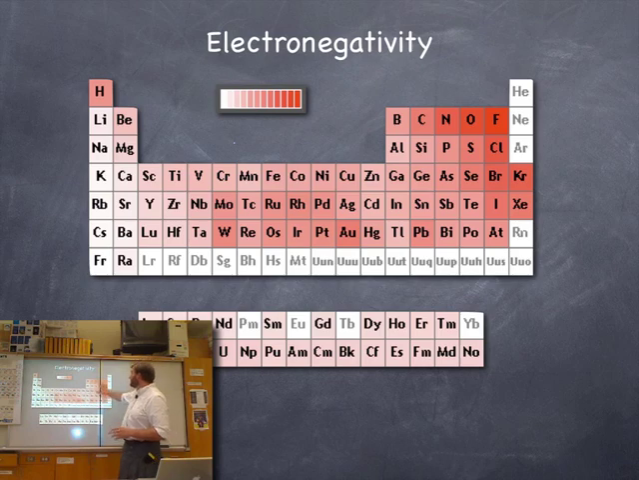Now, we can look at them here. We know the trend. As I go across a period, the atom's going to attract the electrons more strongly. Okay? Fluorine has the highest electronegativity. Oxygen is next, and then nitrogen. Then chlorine comes after nitrogen in terms of the value for the electronegativity, the strength of the attraction. And so we can look at this graphically, but there are also numbers, these are values that have been measured.